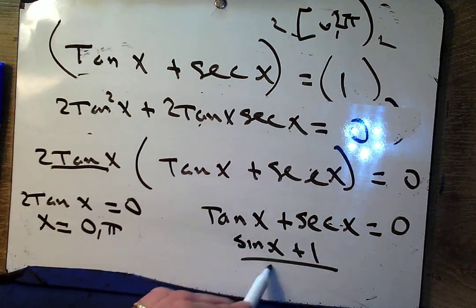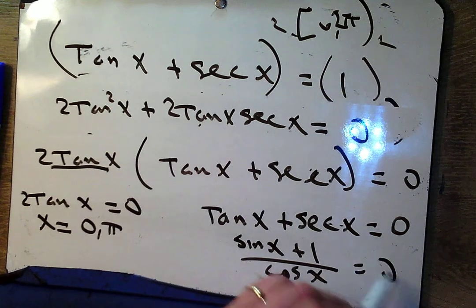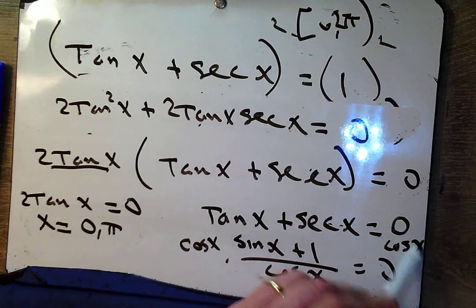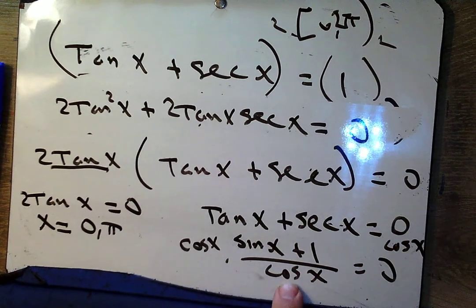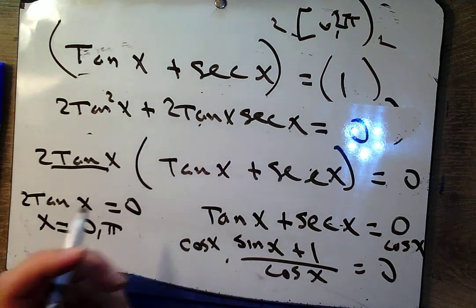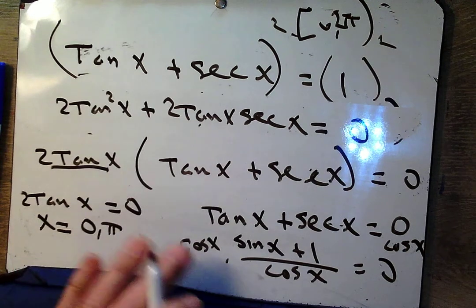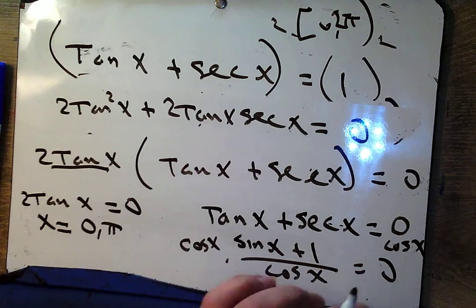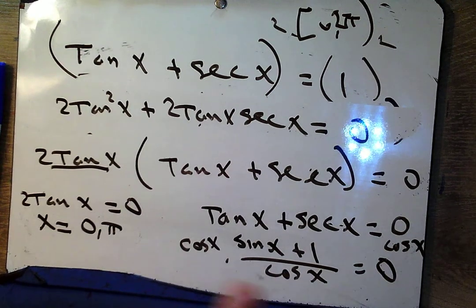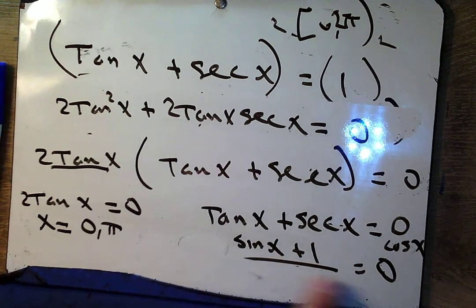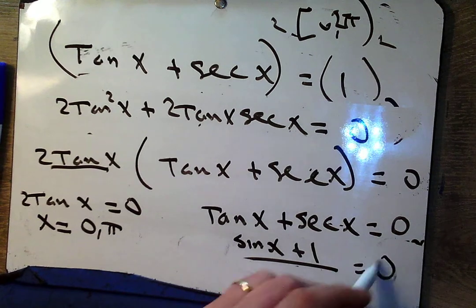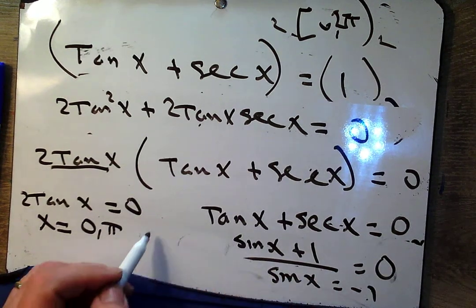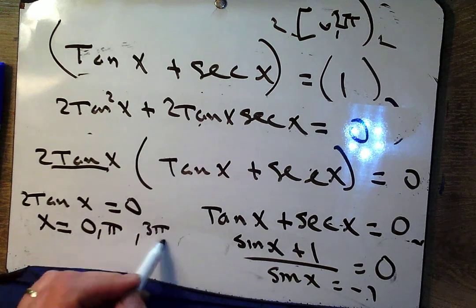Sin x plus 1 over cosine x equals 0. The problem with doing this is that sometimes when you multiply both sides by this denominator, you're actually throwing solutions away. And let's check this by doing this problem a second way to see if this is one of those situations. So I'm going to end up with sine plus 1 equals 0. And so sine x equals negative 1. And so I get x equals 3 pi over 2.